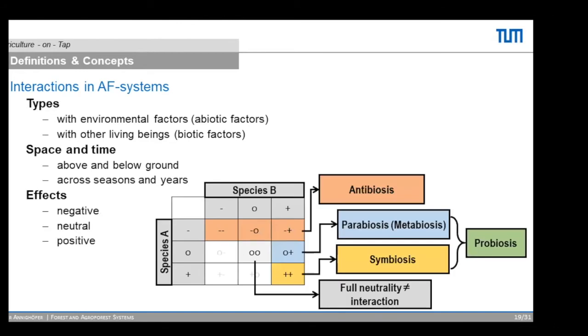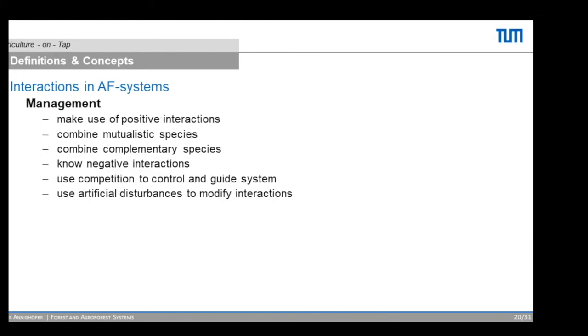And finally, you will know this from your biology classes, the interactions usually are a combination of positive, neutral, or negative effects on the individual species. So we have some probiosis systems, some antibiosis systems, and all this has to be considered while managing the systems. The aim here is simply to make use of as many positive interactions as you can to combine mutualistic or complementary species, but also to know the negative interactions and the effects these have, and to use all these effects to guide the system towards the production goal you might have. And the way this is done, similar to actually all land use forms, is through introducing components to the system and through simulating disturbances to the system.